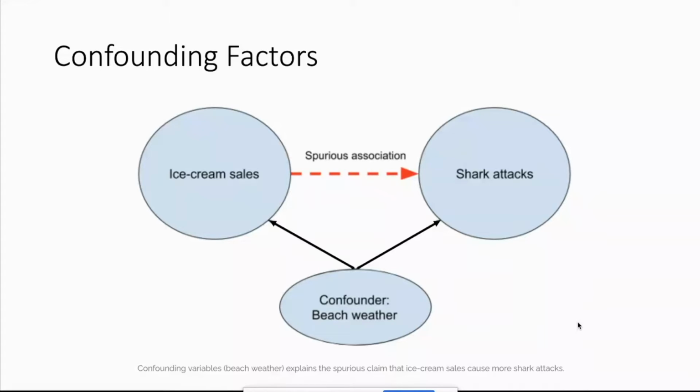That's because if it's sunny, people go to the beach and they tend to buy ice cream. But also as people go to the beach in sunny weather, they go swimming and shark attacks increase. So we have a common cause for both ice cream sales and shark attacks. That's the beach weather, and this is creating the spurious association. So the confounding factor is what's causing the appearance of an association between ice cream sales and shark attacks, but it means that ice cream sales do not cause shark attacks.